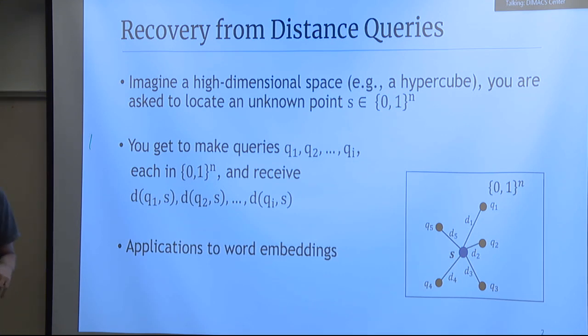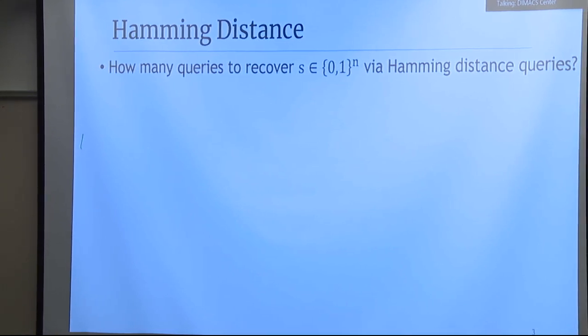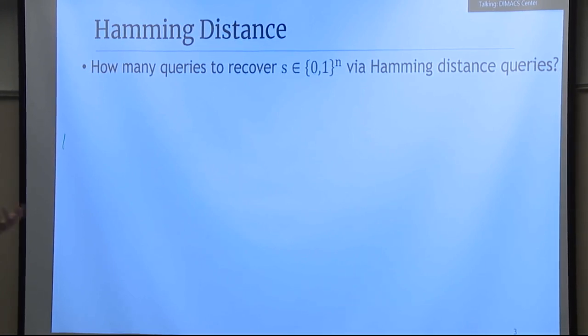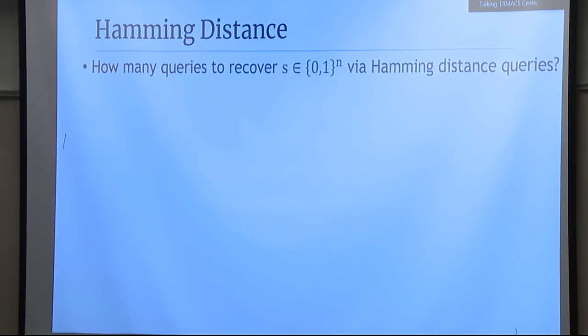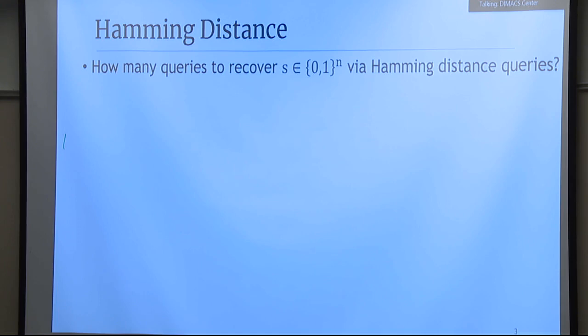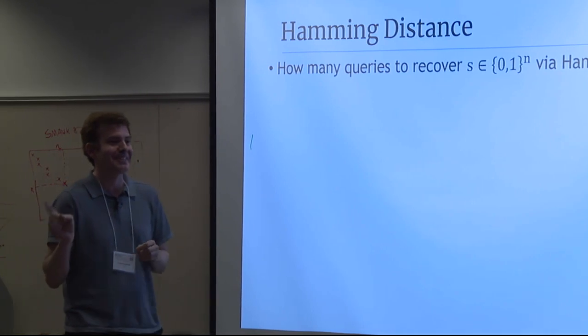Okay, so to get some feeling for this problem, let's first look at some simple distance measures, so the Hamming distance. So how many queries do we need to recover a secret S in the n-dimensional Boolean cube with Hamming distance queries? Someone says n. Okay. Any other guesses? More precise statements? There's 2 to the n answers, so at least n. Not quite right, but it's close.